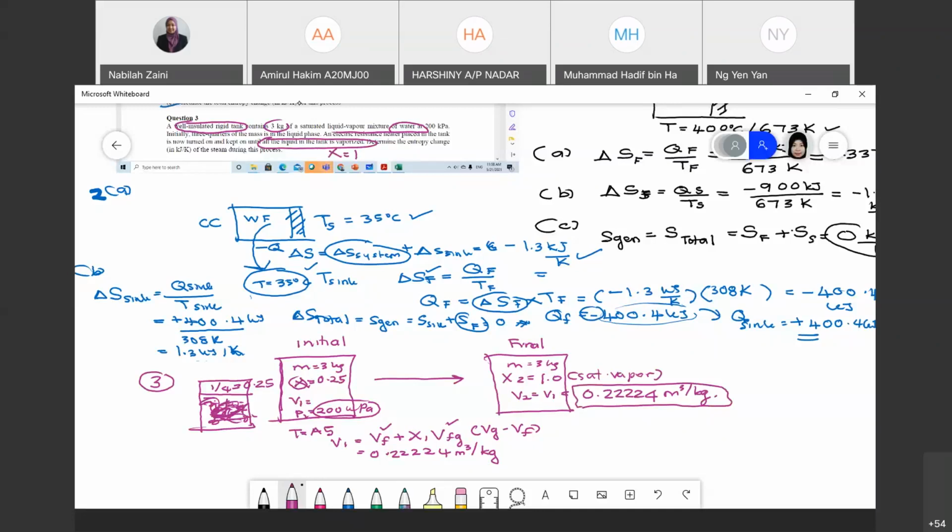Then you can refer to the table and look for V, and then you come out with interpolation. Let's say V2 is 0.22224. Go to table A5: at 800 and 900 kPa, the upper value is 0.22690.